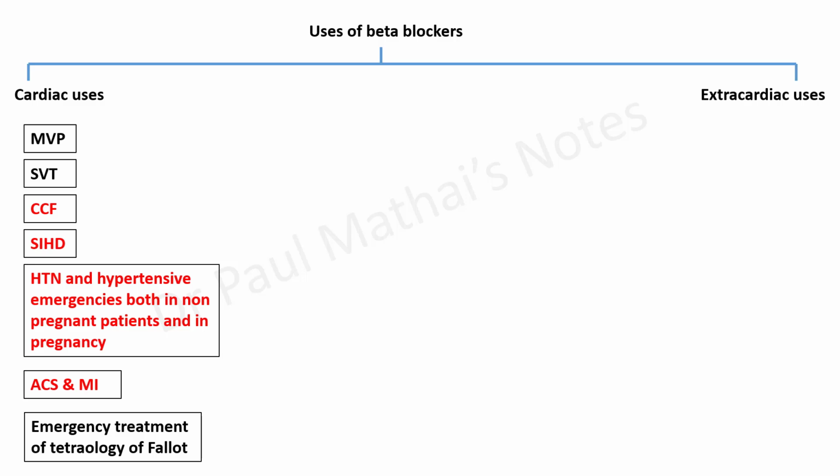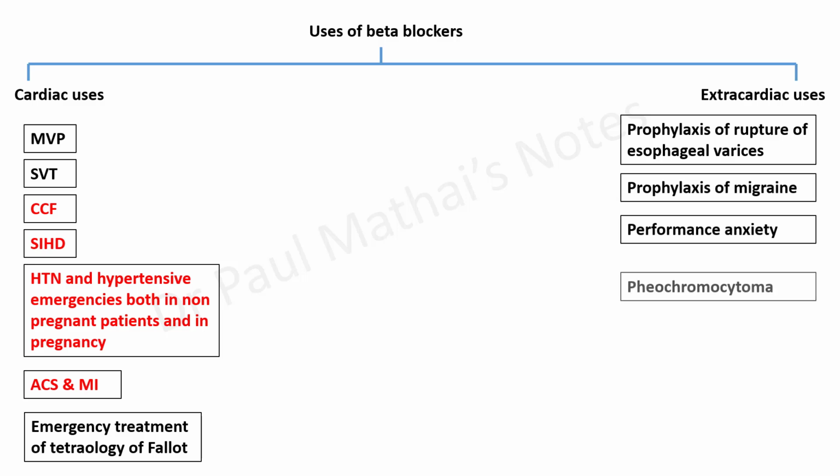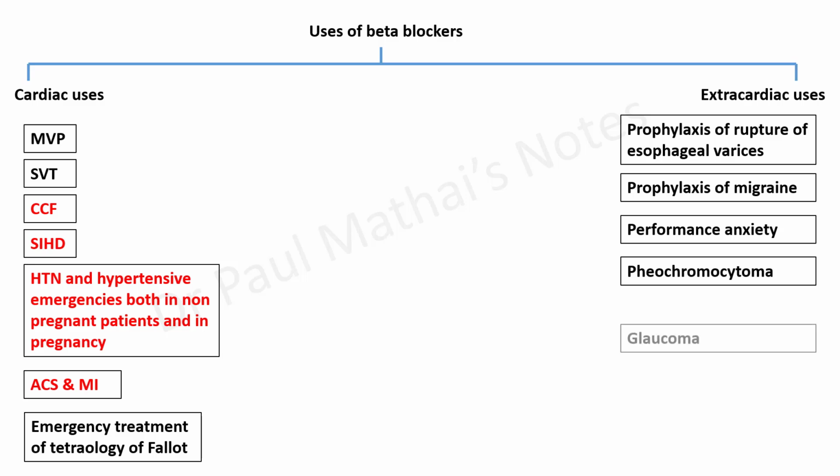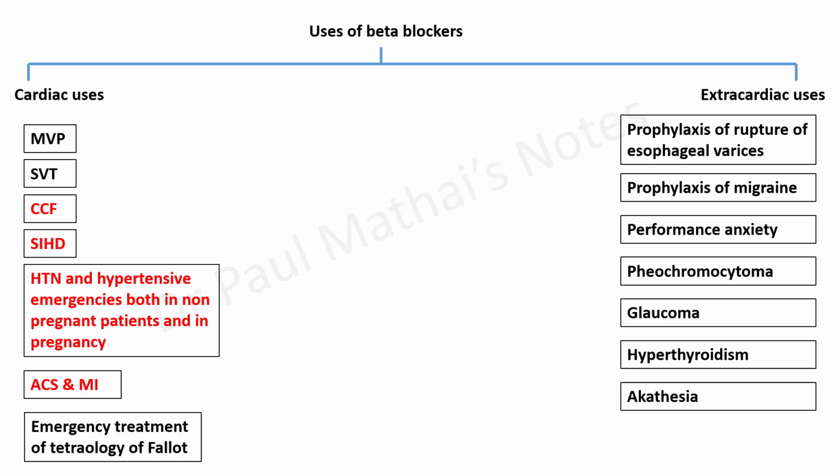The extracardiac uses include prophylaxis of rupture of esophageal varices, prophylaxis of migraine, performance anxiety, pheochromocytoma, glaucoma, hyperthyroidism, akathisia, and tremors, as long as they are not tremors associated with Parkinson's disease.